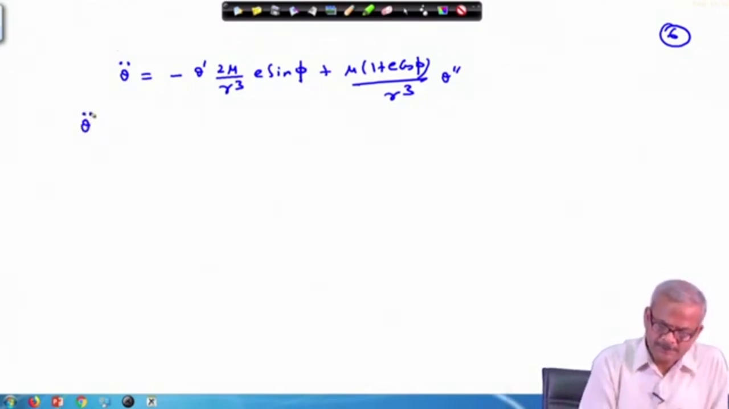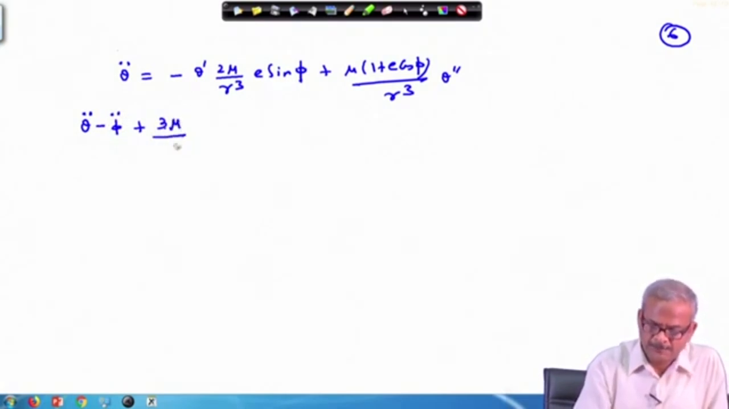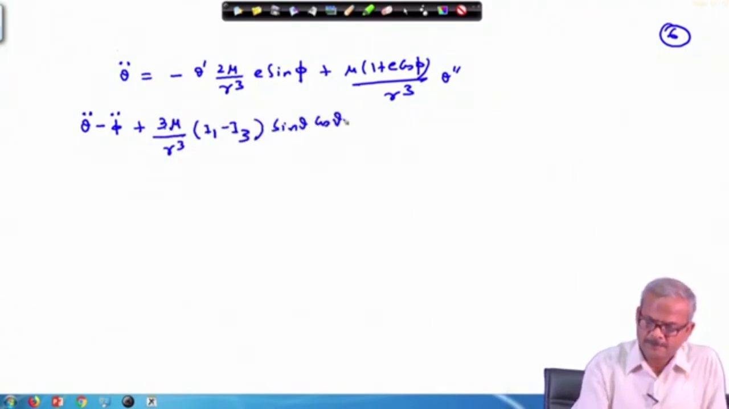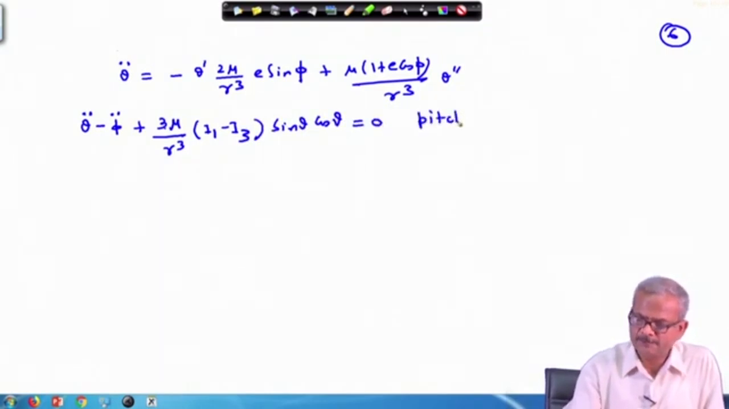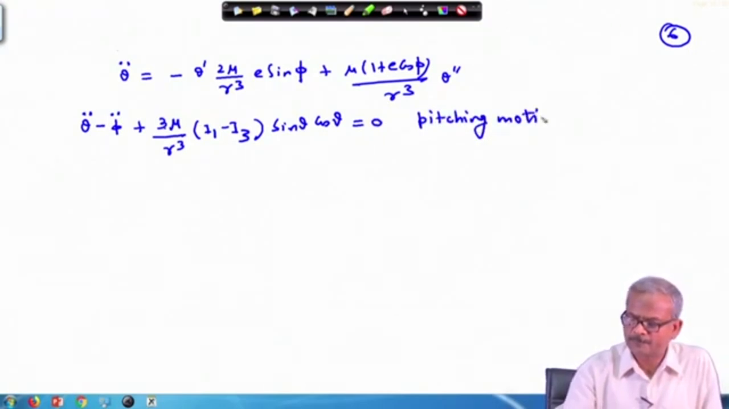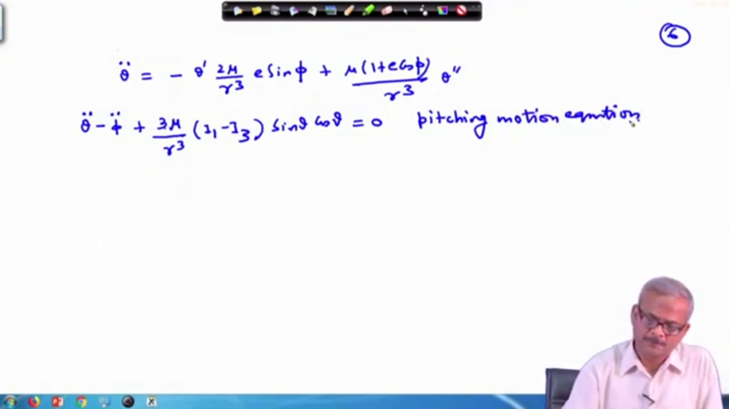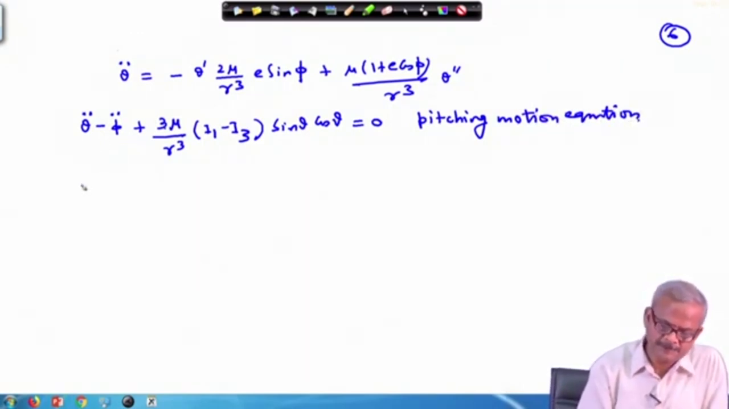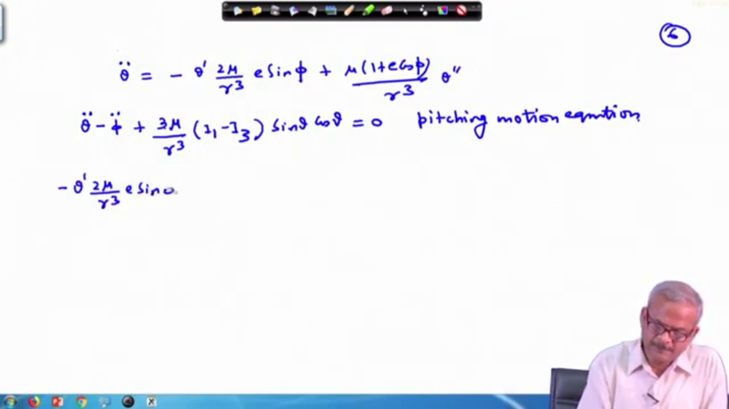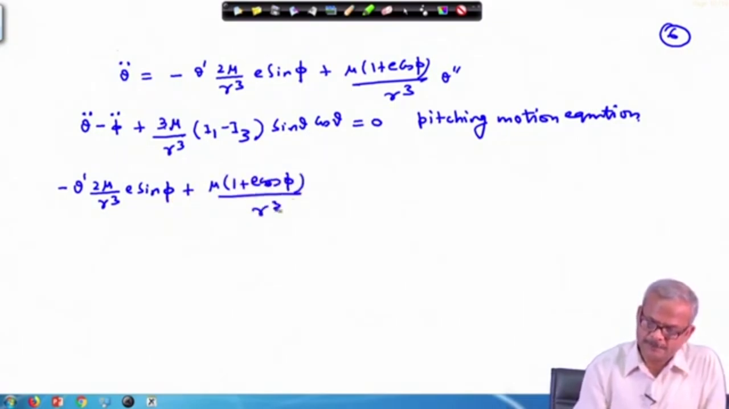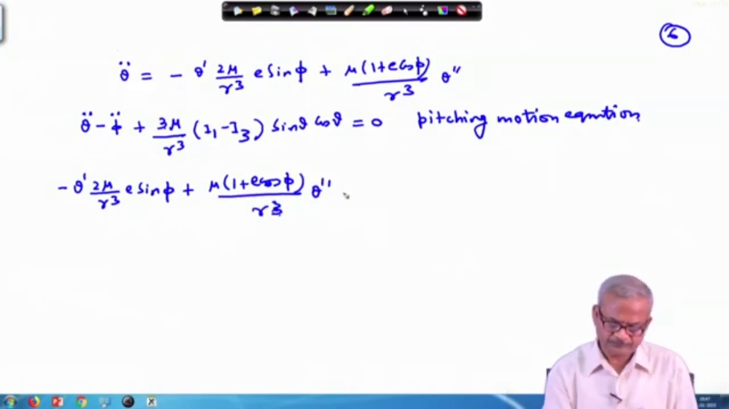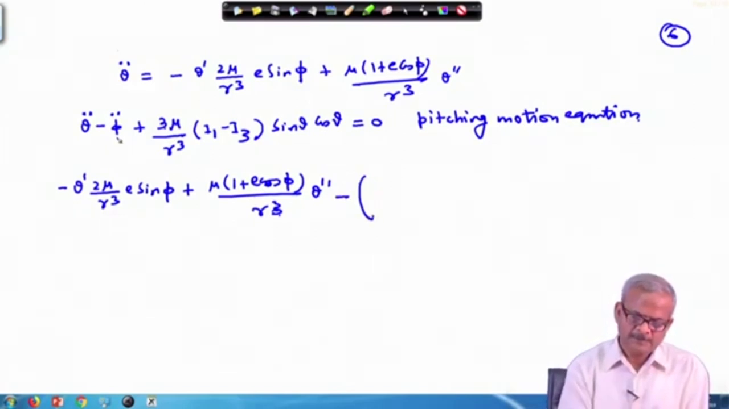Okay, so, in our equation of motion, theta double dot minus phi double dot plus 3 mu by r cube times I 1 minus I 3 sin theta times cos theta equal to 0. This is the pitching motion equation. And we need to insert the respective quantities here. So, theta double dot we can insert from this place, 2 mu by r cube e sin phi plus e cos phi divided by r cube, and then minus theta phi double prime.